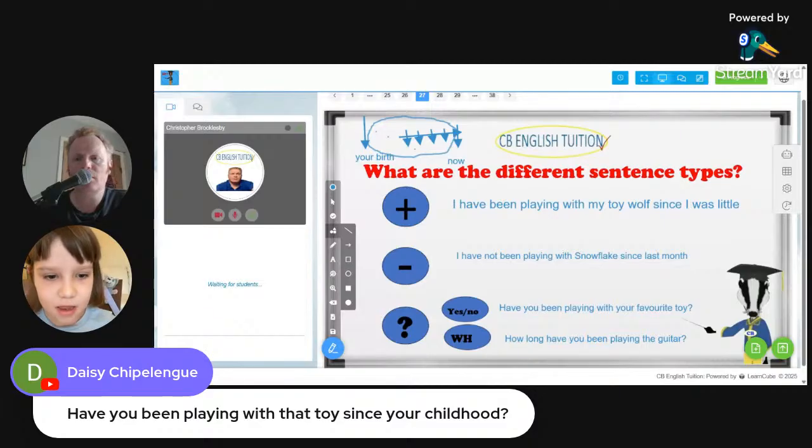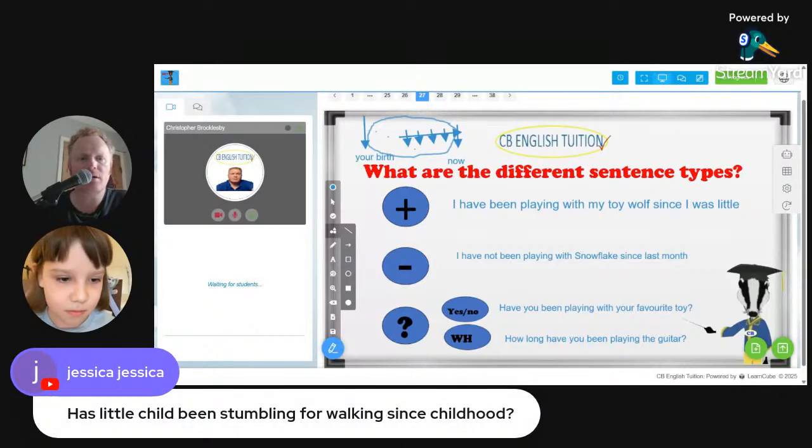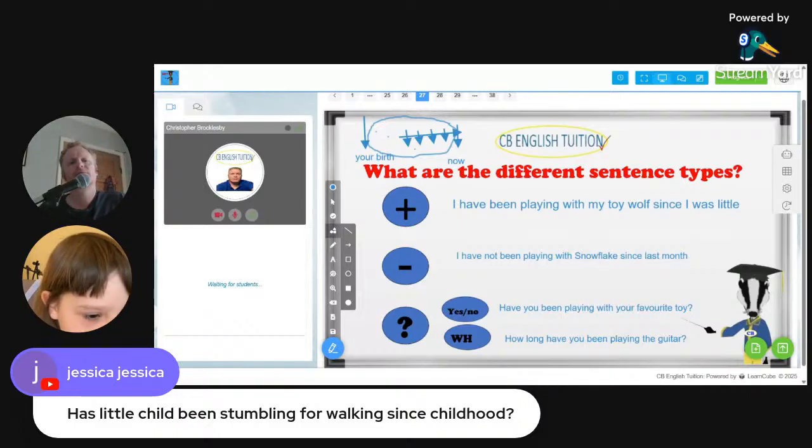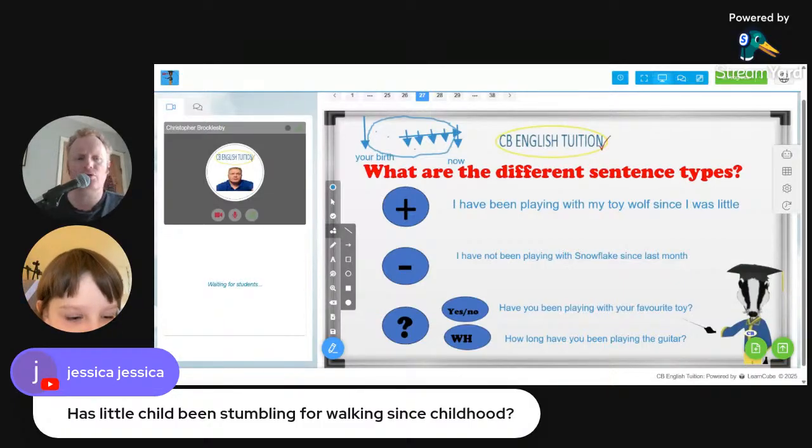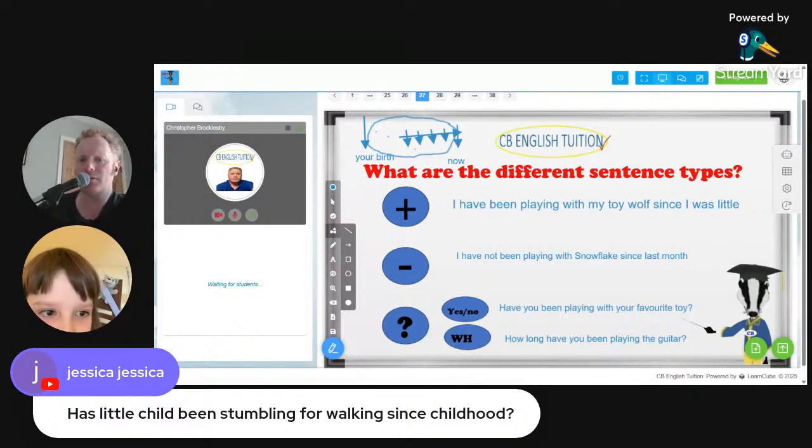Snowflake. Okay. Jessica has one. What does Jessica ask? Has the little child been stumbling for walking since childhood? Yeah, it would be, has the little child been stumbling since childhood? So you mean when somebody can't walk properly, or maybe limping? You're talking about someone, I think, with a disability, are you? Yes. Okay. What do we do next, Vivara?